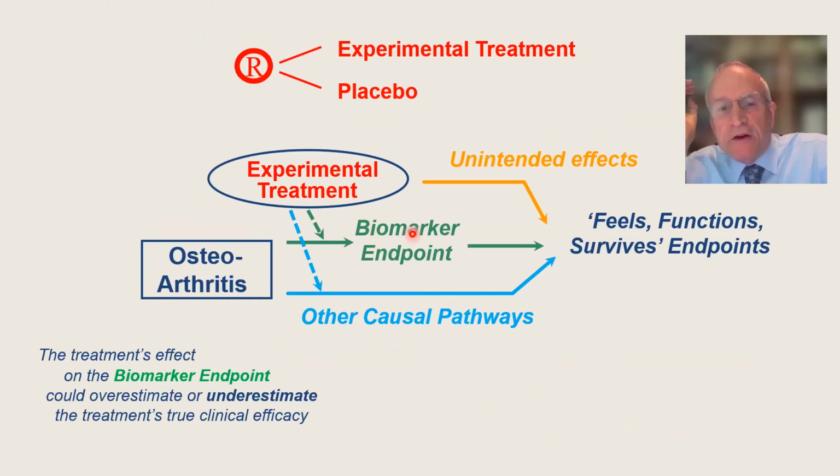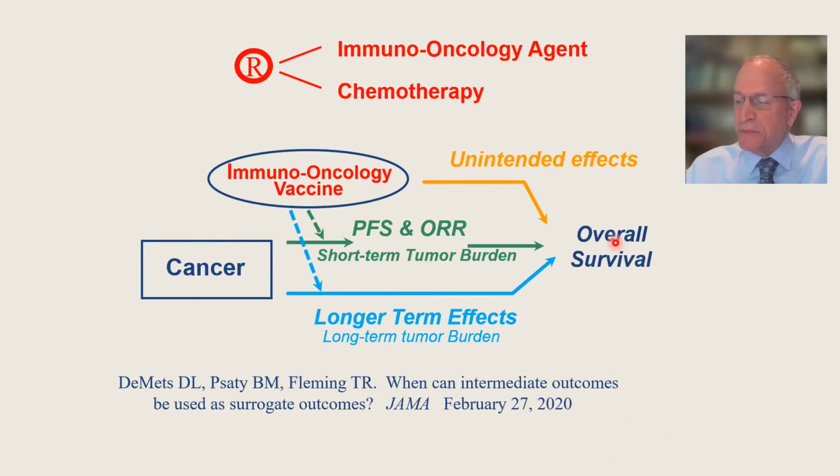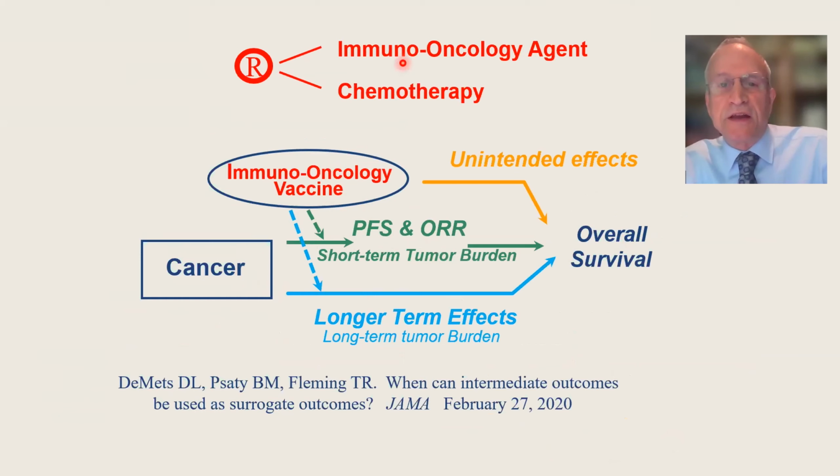The effect of an experimental intervention on a biomarker can also underestimate the effect that therapy has on feels, function, survives. A classic example of this is in the setting of oncology. In oncology, for decades, we've been studying chemotherapy regimens for their effect on overall survival, often using as a biomarker the tumor burden measures, objective response rate, shrinking tumors, or progression-free survival, delaying the time to increasing tumor burden. In recent years, immuno-oncology agents have had remarkable results when compared to chemotherapy. Yet when comparing these agents using the traditional biomarkers, chemotherapy is better, even though the immuno-oncology agent has improved survival.